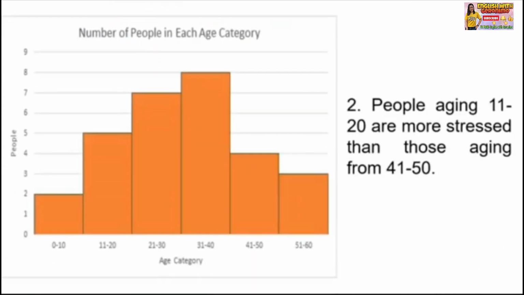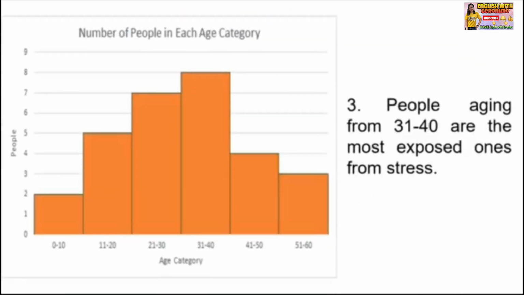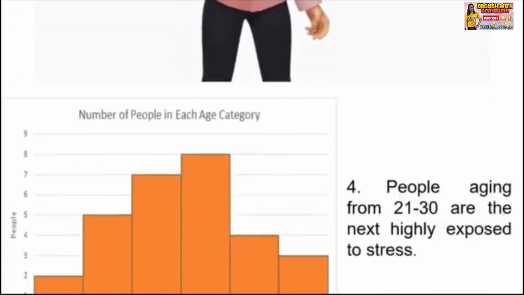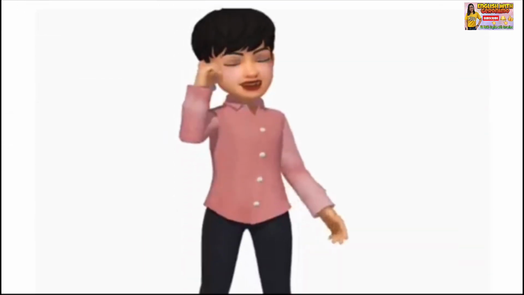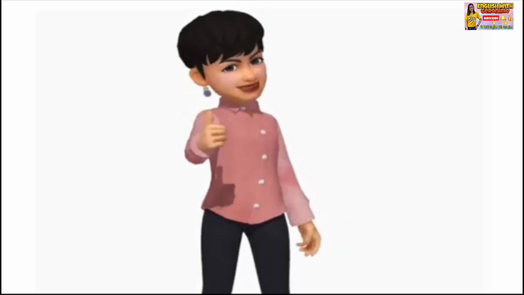People aging 11 to 20 are more stressed than those aging from 41 to 50. It's a thumbs up. People aging from 31 to 40 are the most exposed ones to stress. It's a thumbs up. People aging from 21 to 30 are the next highly exposed to stress. It's a thumbs up. People have a tendency to be exposed to stress regardless of their age. It's a thumbs up.